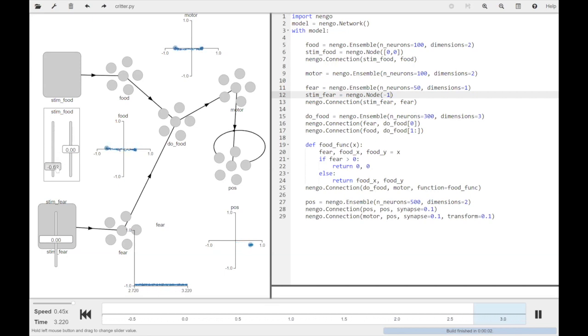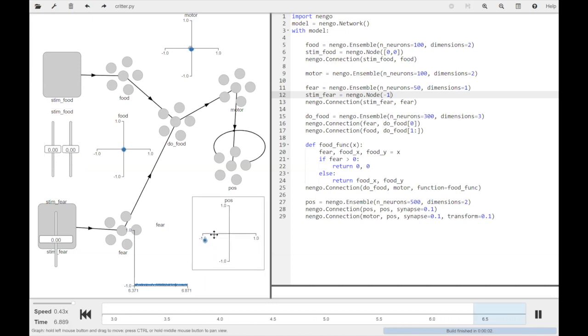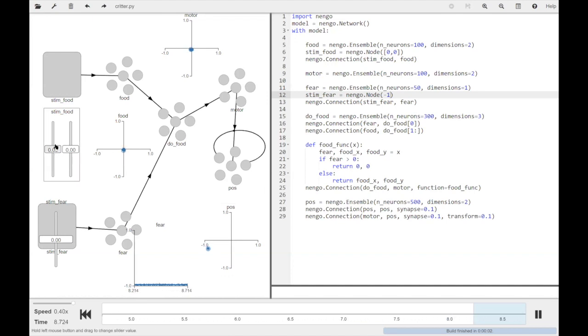And so now what we've got here is a little bit of a memory. This is where it thinks it is. If I say go to the right, the motor says it's going to the right. My position is updating. I can stop, and my position stops updating. I can say go up, it'll go up. It'll stop. If I go left, it'll go to the left.